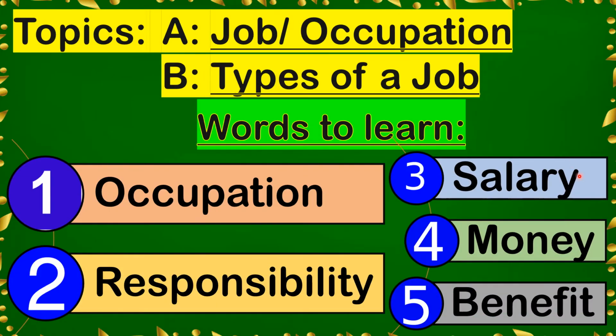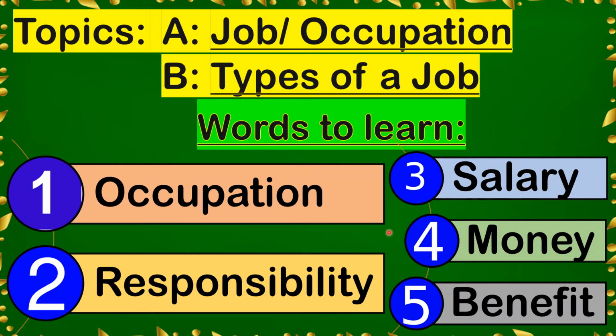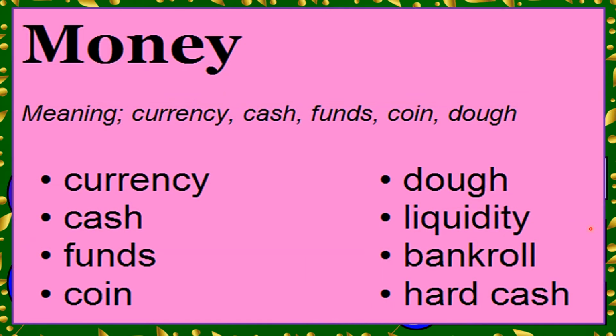The third word is salary. It means remuneration, pay, wage, stipend, earnings, fee, wages, emolument, compensation, payment. So class, when you do a certain work, like Miss MJ, I am working as a teacher at Sarasas Pitaya. So every end of the month, they give me salary because I use my skills as a teacher to teach students like you.